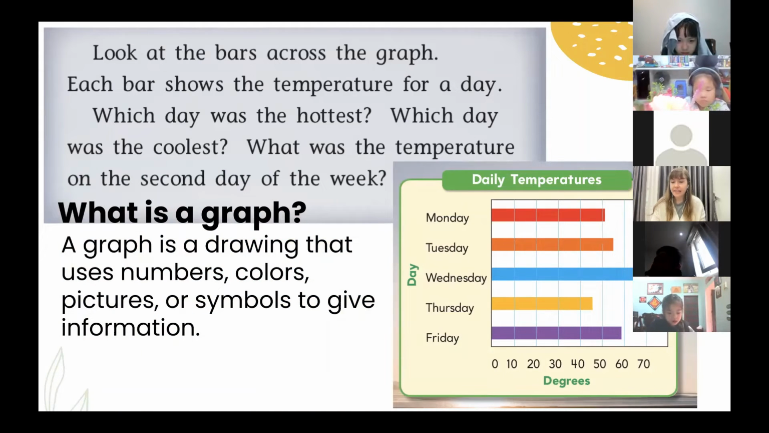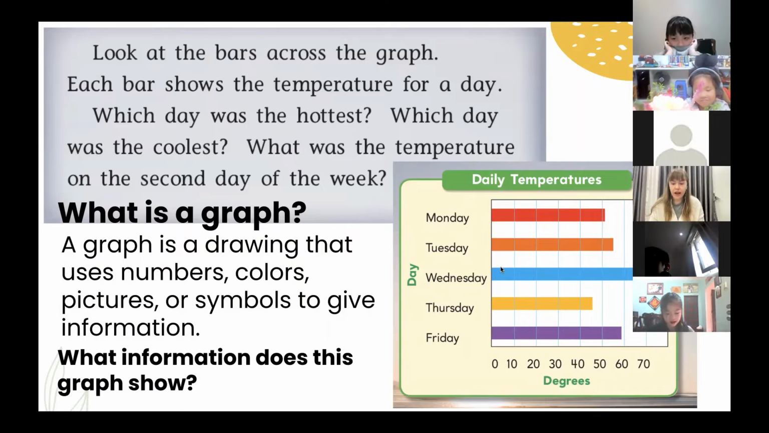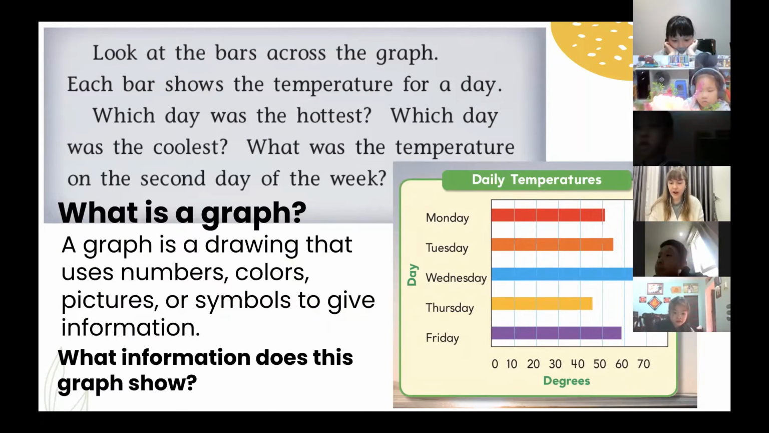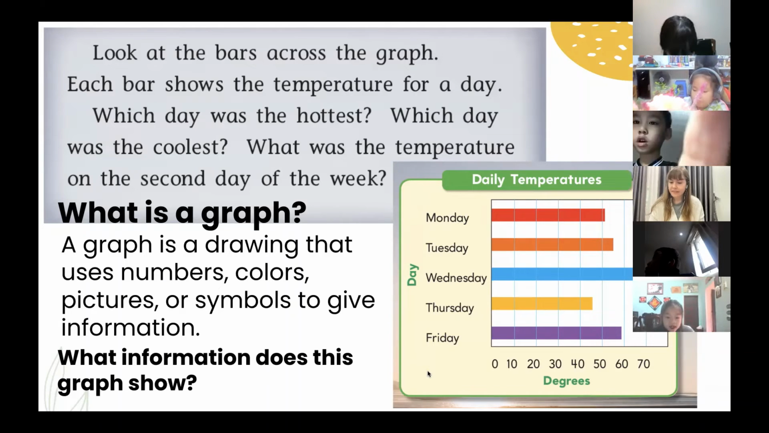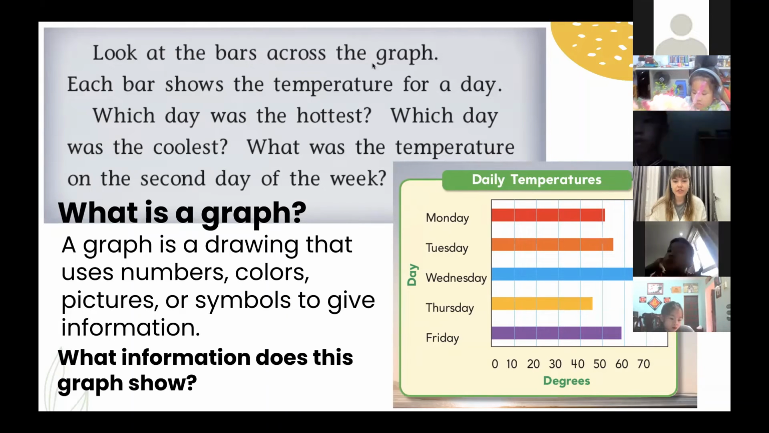Our text has this graph, and we're going to look at it and answer the questions in the informational text. What information does this graph show? What is the title of this graph? Daily temperatures. Yes, daily temperatures. So what do we think this graph tells us if the title is daily temperatures? It tells us the weather of each day. Very good. This graph tells us what temperature it was for each day of the week. Let's look in our story and answer some of these questions.